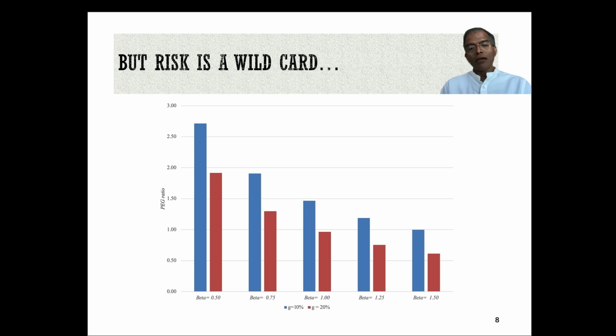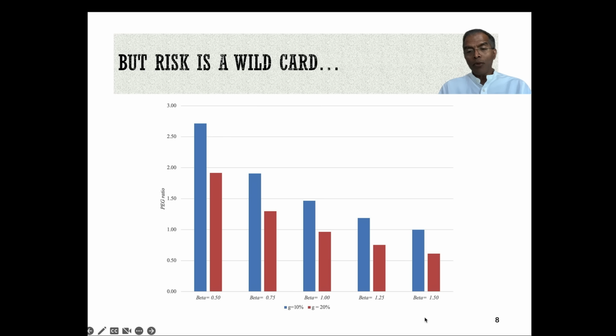So let's take risk as the wild card and see how it plays out in the PEG ratio. I've taken a hypothetical company here with 2 different potential growth rates, 10% and 20%, and computed what the PEG ratio will be for stocks with betas ranging from 0.5, half as risky as the average stock, to beta 1.5, 1.5 times as risky. Notice with both growth rates, expected growth rates, the PEG ratio decreases as risk increases.